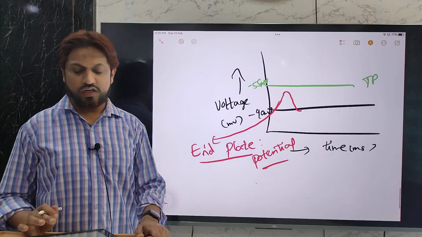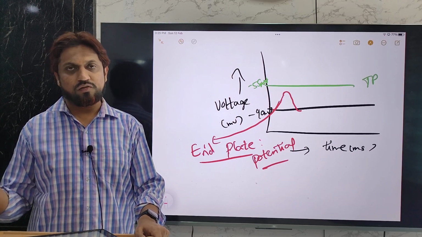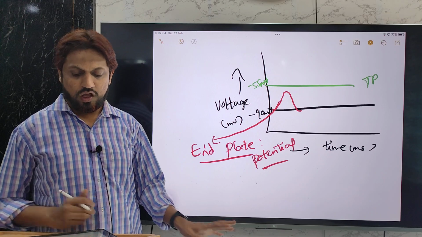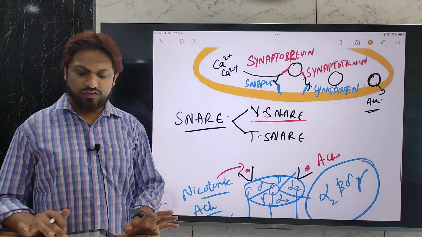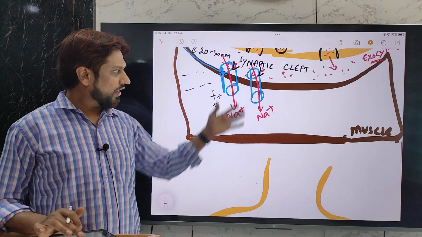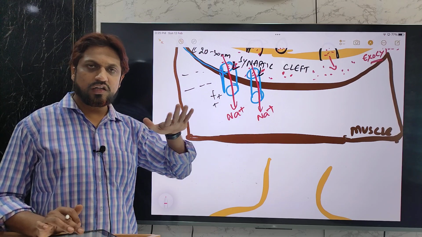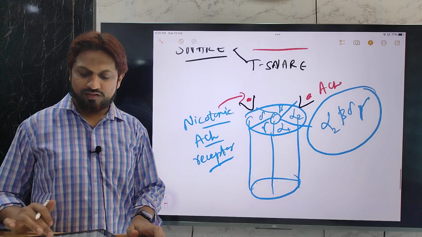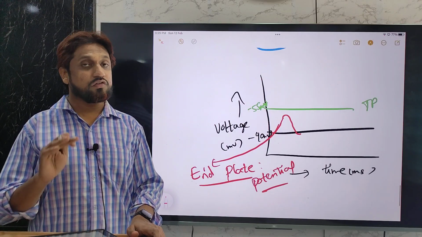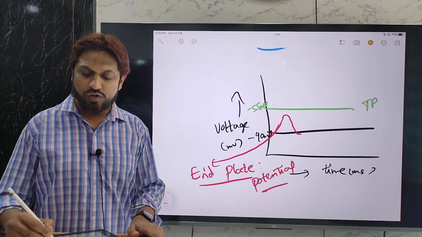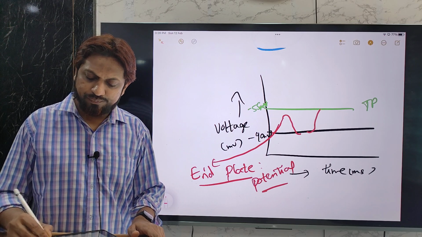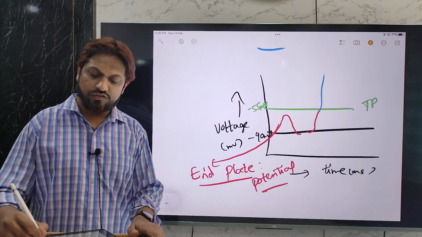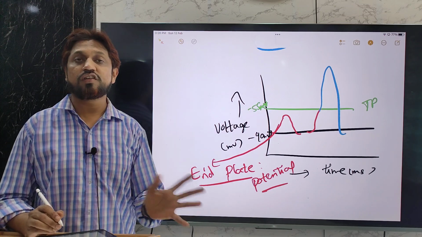Okay, the difference between the graded or local potential and action potential we'll discuss in some other video. It is one example of a local potential. So what is this potential? Whenever this acetylcholine receptor opens and cations enter here, it causes certain voltage fluctuation in the membrane of the muscle cell, and that muscle's voltage is known as end plate potential, which is not an action potential, and it dies out. When this end plate potential reaches the threshold potential, then only the action potential will take place and the muscle gets depolarized.